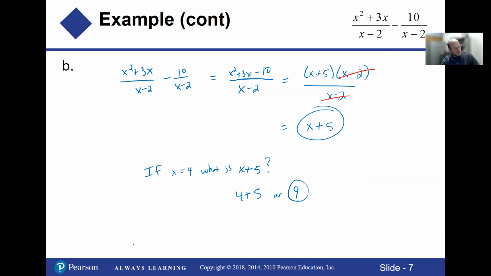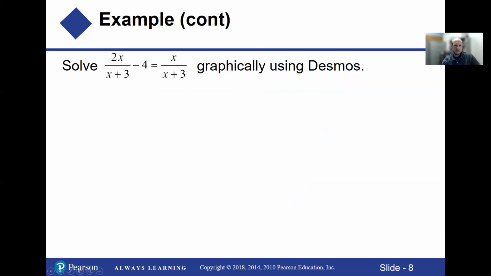I think I have 2 more examples that I wanted to do. Again, these are going to be a little bit harder. Oh, actually, before I do that, let's go back to the equation one. Let's go back to part A. So this was part A.